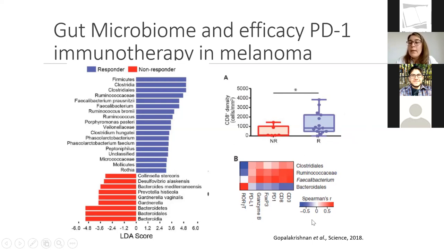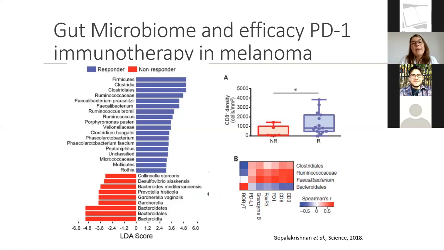On B here, they also demonstrated that some of the immune markers, immune cell markers, for example, CD3, PD1, FOXP3, have different correlations with one of the main bacteria that we found in responders. So this shows that there is an association between the microbiome and the efficacy of those drugs.